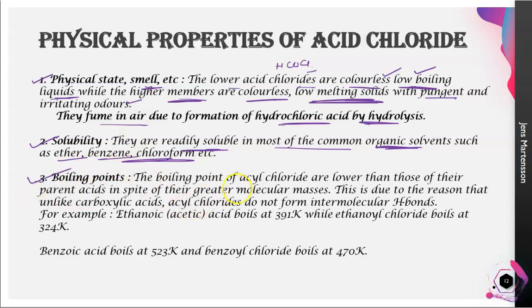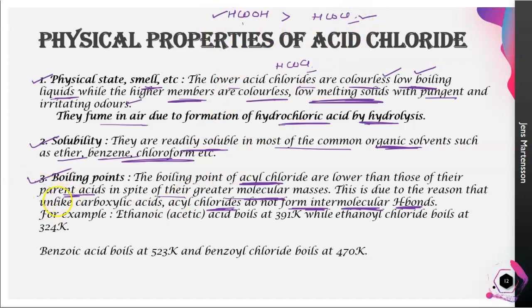Then comes your boiling point. The boiling point of your acid chloride is lower than that of the parent acid. For example, if they have given you HCOOH and HCOCl and asked which of them is going to have the higher boiling point, you should keep in mind that your parent acid is going to have a higher boiling point as compared to the acid chloride, in spite of its greater molecular mass. Why? Because unlike carboxylic acid, acid chloride does not form intermolecular hydrogen bonding. This is the reason your acid has a higher boiling point as compared to your acid chloride.